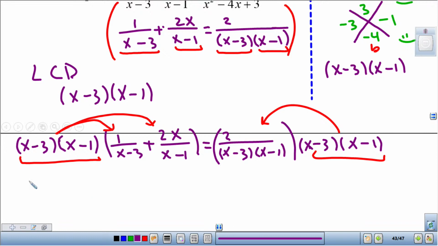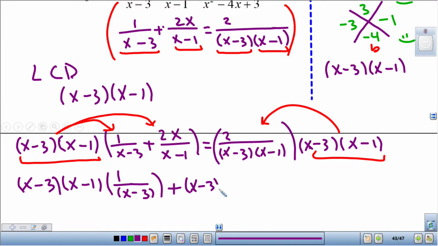x minus 3 times x minus 1 times the first fraction, 1 over x minus 3, plus, again, x minus 3, x minus 1 times the second fraction, which is 2x over x minus 1.